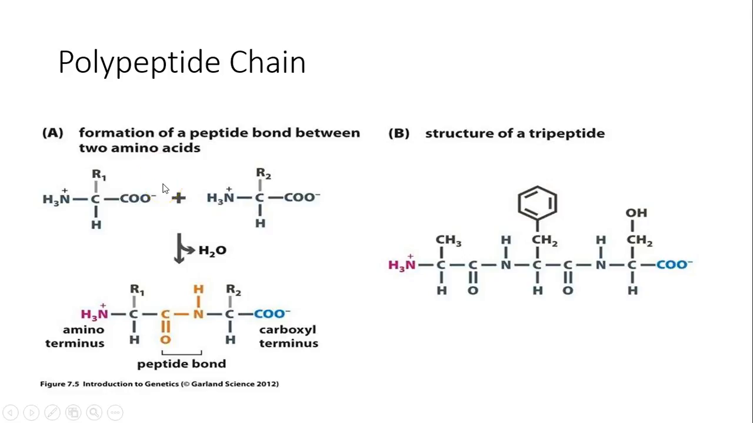Here you have another schematic of the polymerization process. You have two amino acids. So you have the carboxyl group right here and the amino group. You remove water and you end up with this peptide bond. Here you have a tripeptide. That means there's three different amino acids. So here you have one side group, the second side group, and the third.